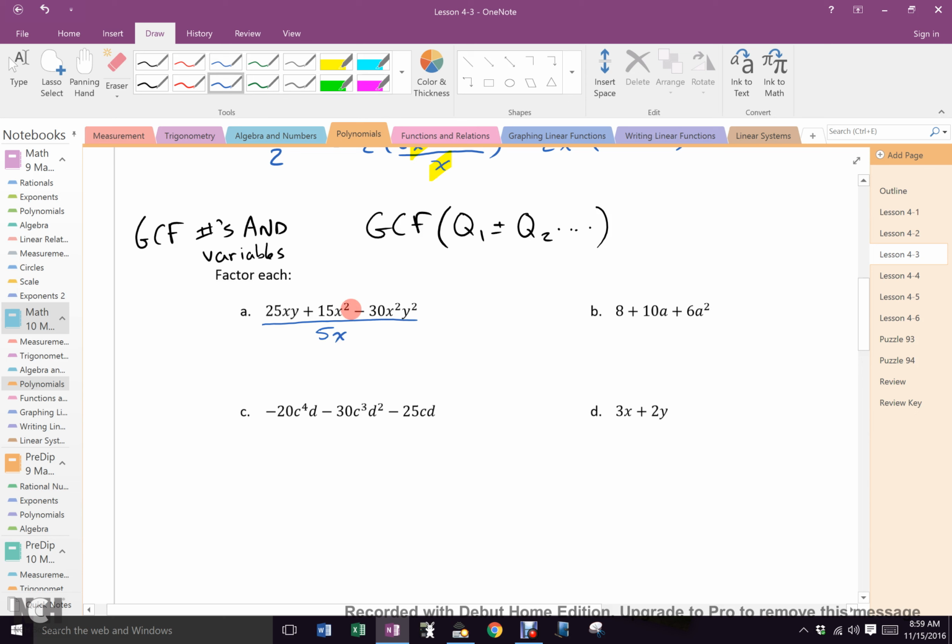So now this is a very hard word for me to say with my Elmer Fudd-like mouth. We rewrite 5x as a GCF and then all my quotients. Now remember, when you're doing quotients, you have to divide the numbers and the letters separately. 25 divided by 5 is 5. X over X, what happens? They cancel out, and I'm left with a Y there. Yeah? Plus, 15 divided by 5 is 3. X squared divided by X is X. Minus, 30 divided by 5 is 6. X squared divided by X is X. And Y squared. Is everybody cool?